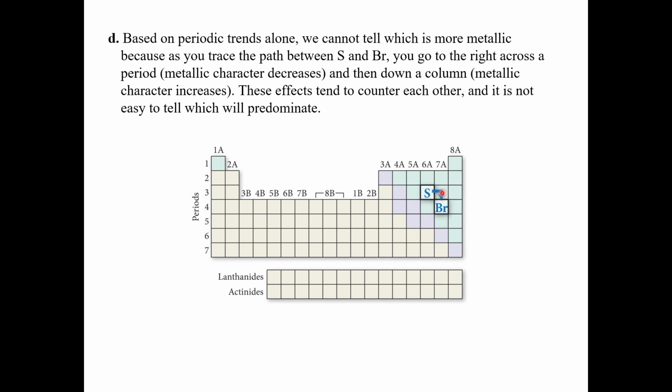Now with S and Br, starting off with S, we need to move to the right, so metallic character decreases. Then we have to move down the column where the metallic character increases. So because of the counter effects, we can't tell which one is more metallic. Even though both of these are non-metals, there is a gradient, if you want to say, in metallic character.